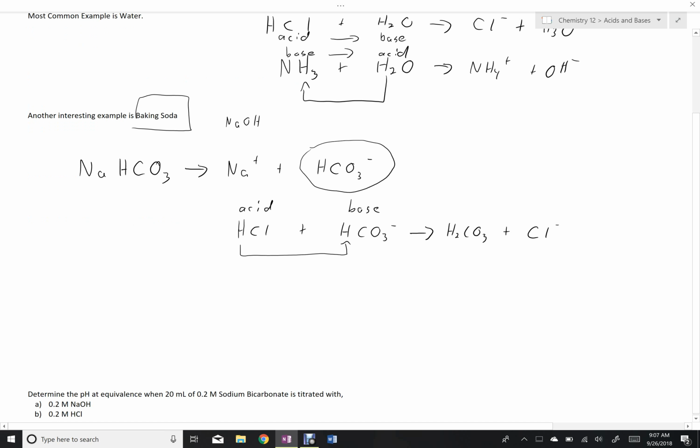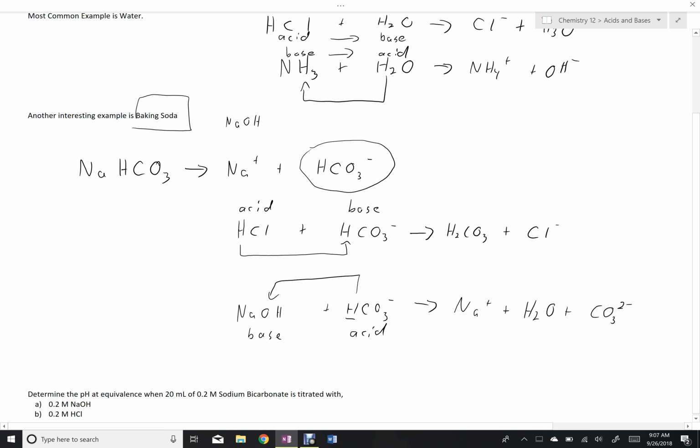Alternatively, if we react HCO3 with a base, let's say NaOH, here the Na is going to split off and just hang out on its own. The H from the HCO3 will go and meet up with the OH and form H2O, and then we'll be left with the carbonate anion. In this case, because the HCO3 is donating its proton, we call that an acid, and the OH that's receiving is acting as a base.